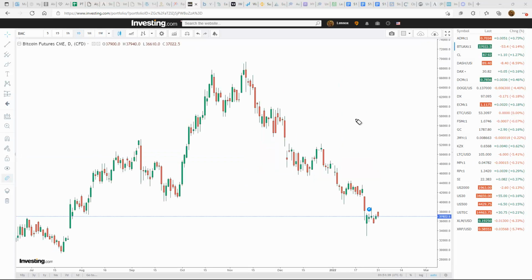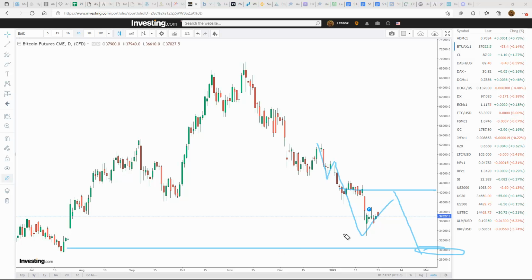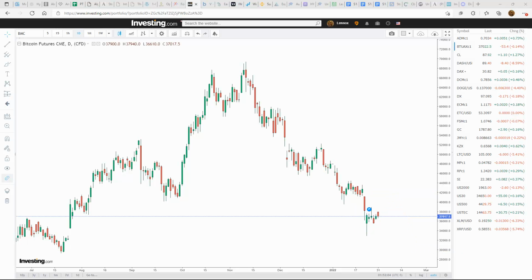It still looks rather weak overall. So I'm seeing any kind of moves to the upside as opportunities to sell into Bitcoin for further drops. We could see below 30,000, or at least very close to the 30,000 area, before this week is over. So any push to the upside, I'm saying sell Bitcoin at this point. Weakness in that.